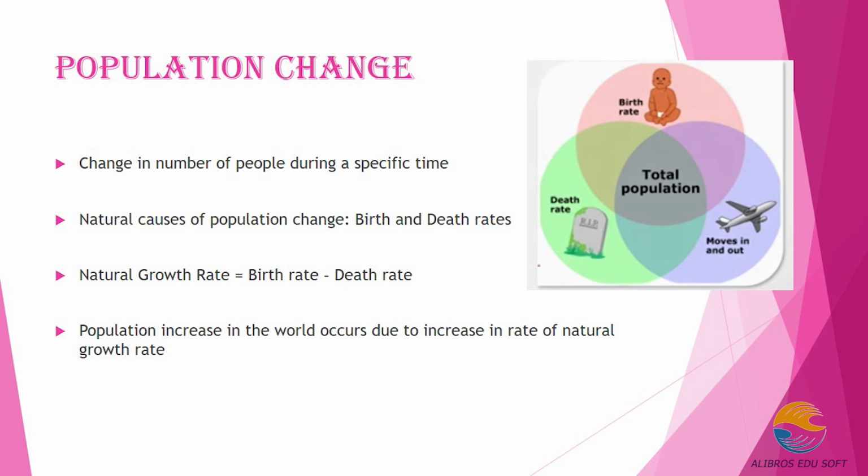Next is population change. Population change refers to the change in the number of people during a specific time. Birth rate, the migration of people from one place to another, and death rate are the most important factors for determining the population change in a country. This is due to changes in the number of births and deaths. These all comprise the total population in the country.